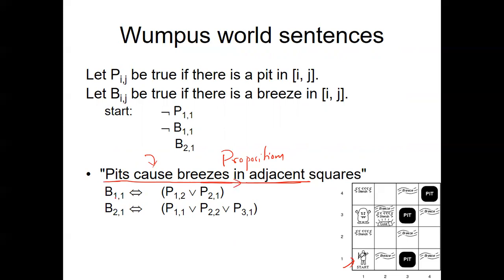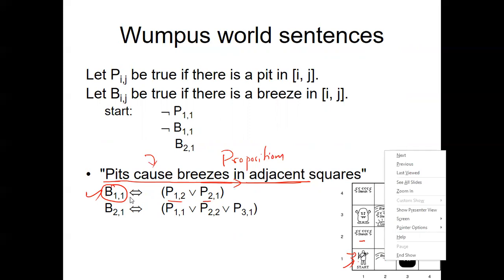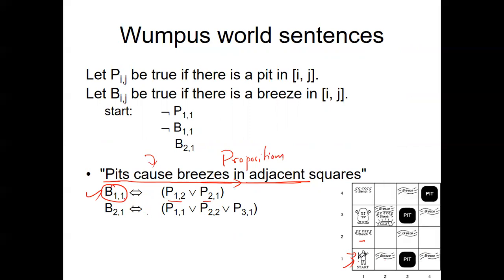Actually, for every cell you have to write like this. If there is breeze in 1 comma 1, it means that there is pit in 1 comma 2 or 2 comma 1. So like that for every cell you have to write. So if there is a breeze, then what does it mean? There is a pit either here or here. Okay. So for that we are using bidirectional. Why are we using bidirectional? Because it is applicable both ways. If there is breeze here, then it means there is a pit either here or here. If there is a pit either here or here, then obviously there will be breeze in 1, 1.